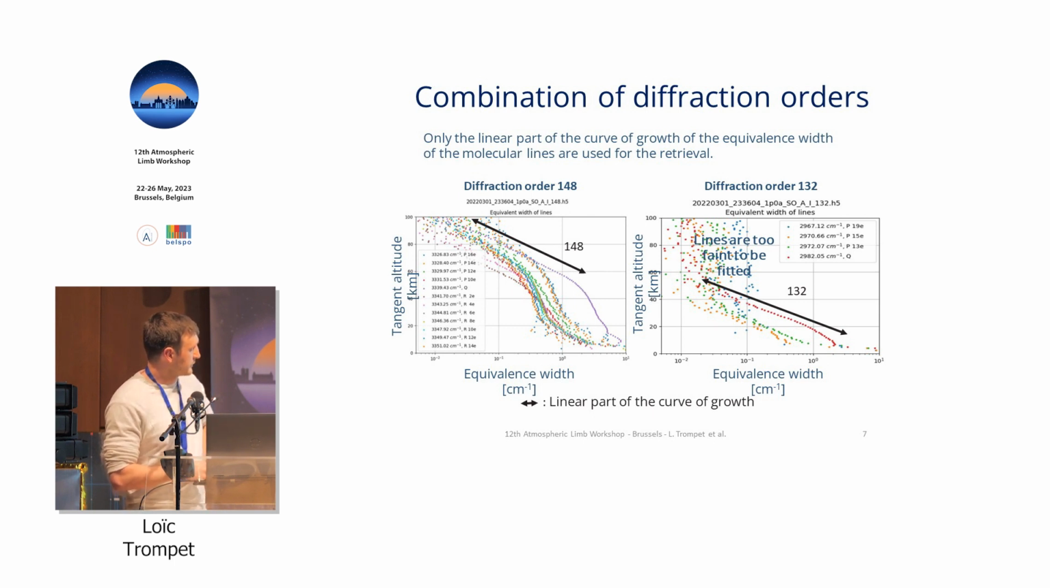What we do is that we use another diffraction order, where you have less intense lines, and we combine the retrieved densities from those two profiles to get a full profile from around 10 kilometers up to 100 kilometers. We cannot go lower than 10 kilometers because there is always some amount of dust that does not let the infrared signal pass through below 10 kilometers.